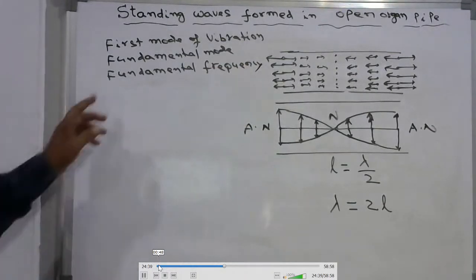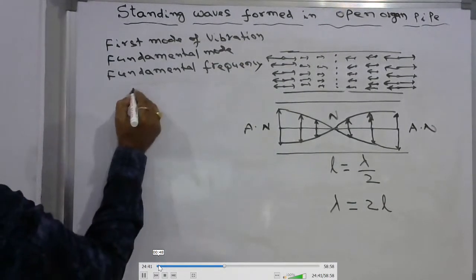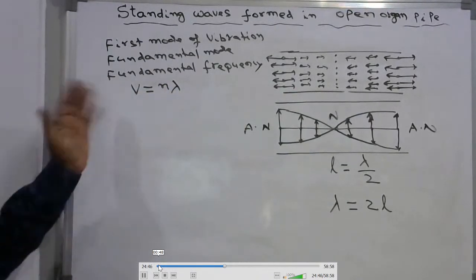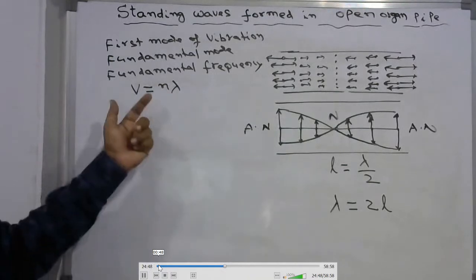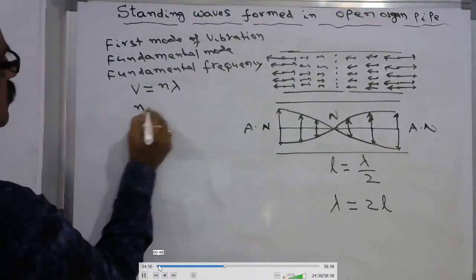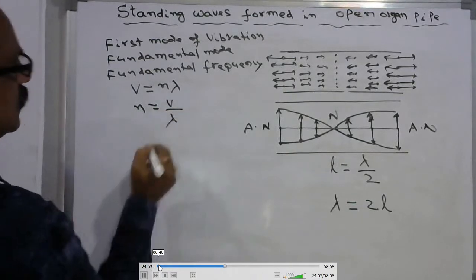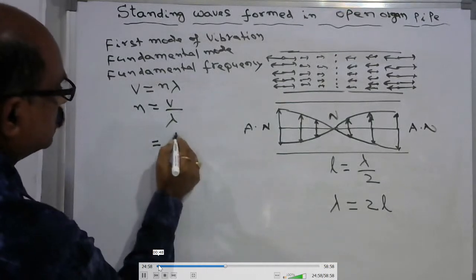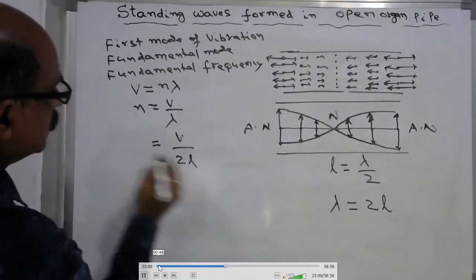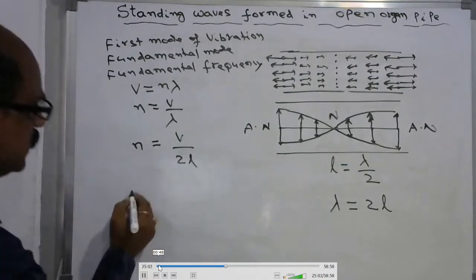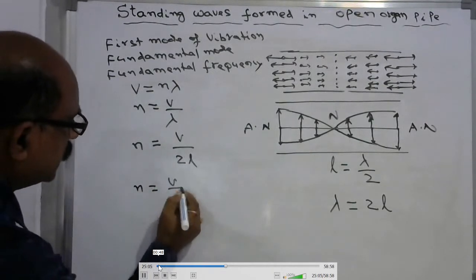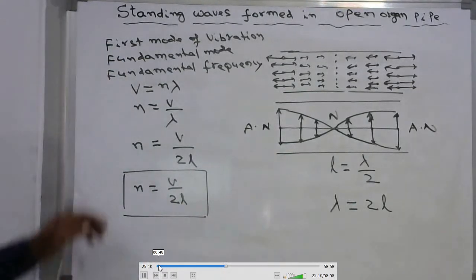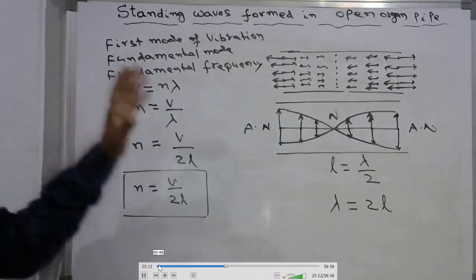So this fundamental frequency, according to the formula V is equal to n lambda, where velocity of the wave is equal to n lambda, where n is equal to V by lambda. But in the first mode of vibration, lambda is equal to 2L. Therefore, the fundamental frequency in the open pipe, n is equal to V by 2L. This is the formula for the fundamental frequency of the open pipe.